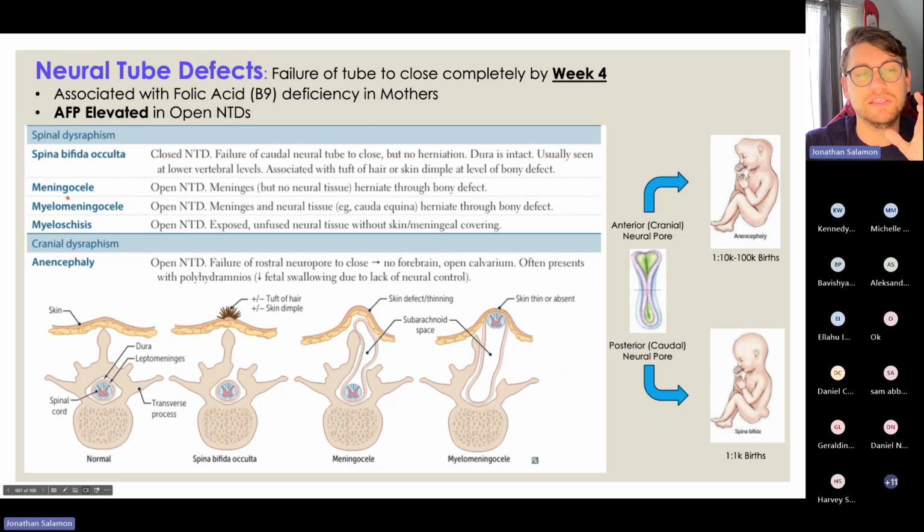And the way that I always remember this is meningocele is like, is it starting to escape, right? The meninges are starting to push out. And then the myelomeningocele is like more, right? Like you're adding onto it.